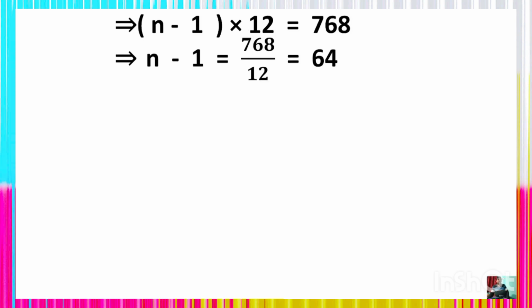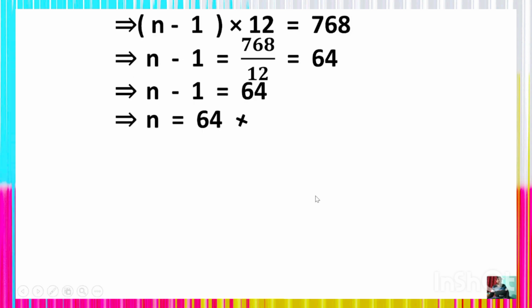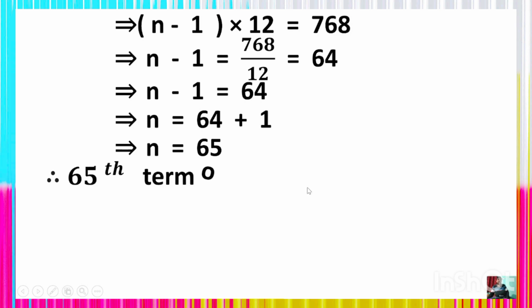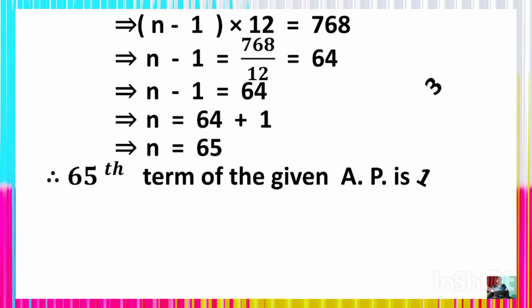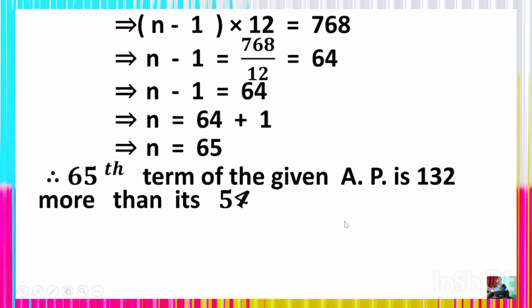So n minus 1 is equal to 768 divided by 12, which is 64. After simplification, thus n minus 1 is equal to 64. Thus n is equal to 64 plus 1, which is 65. Thus n is equal to 65. Hence we get that the 65th term of the given AP is 132 more than its 54th term.